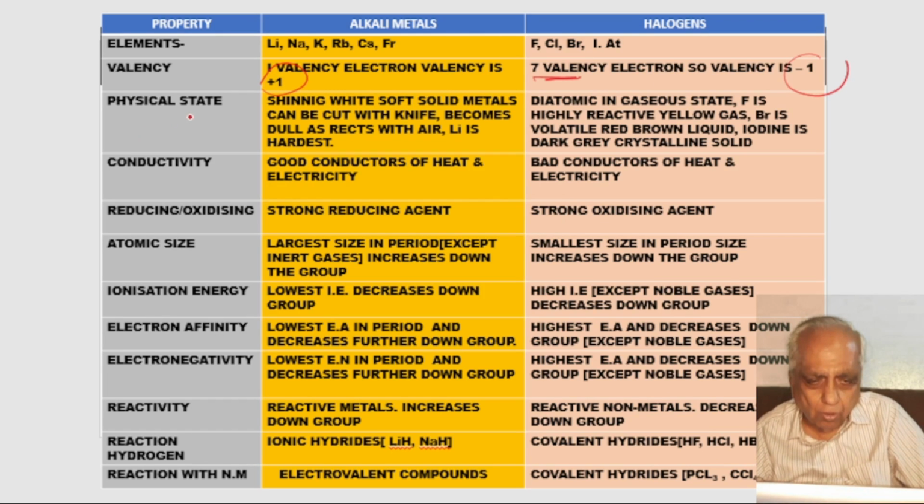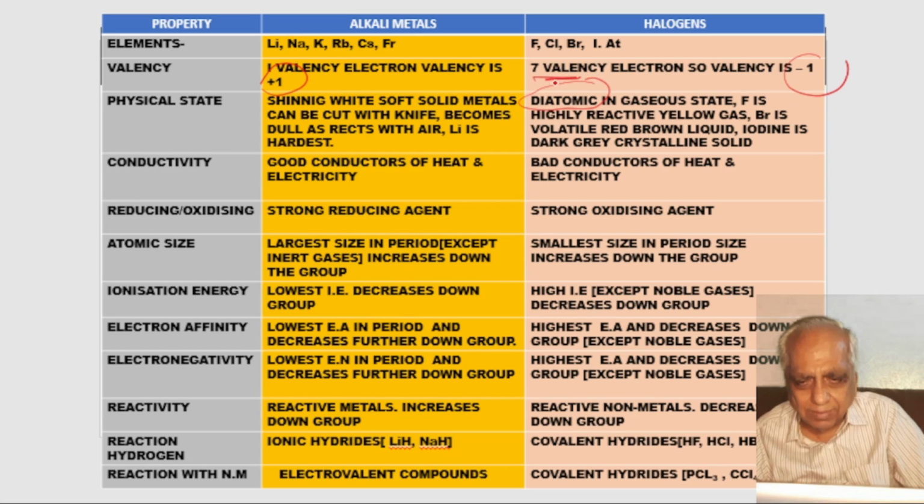Now what is the physical state? Alkali metals are shining white soft solids. They are so soft that they can be cut with a knife. But when they are exposed to air it becomes dull as it forms oxide. What are halogens? They are diatomic. Means a single atom of fluorine, chlorine does not exist.